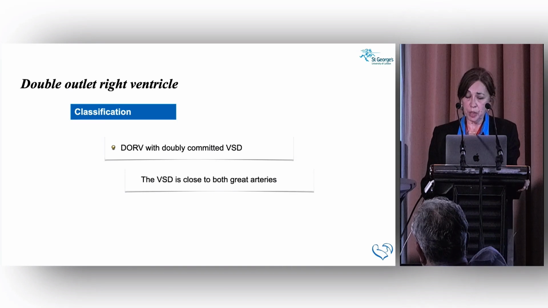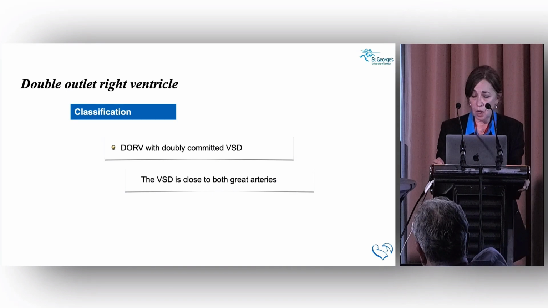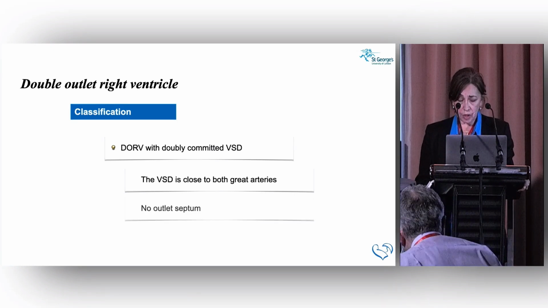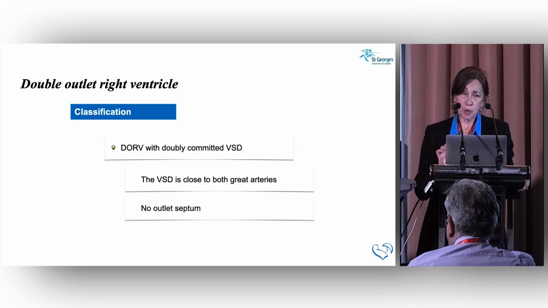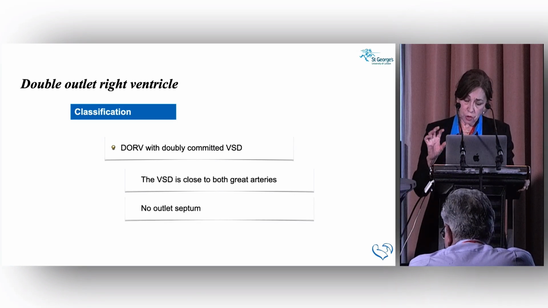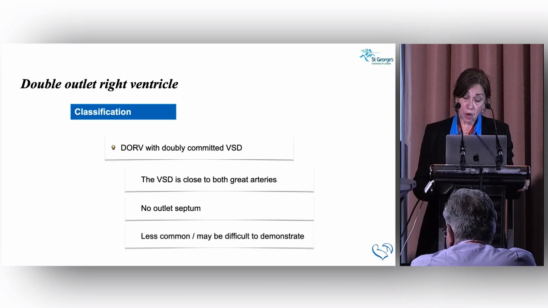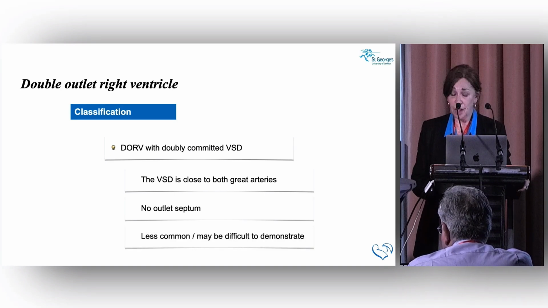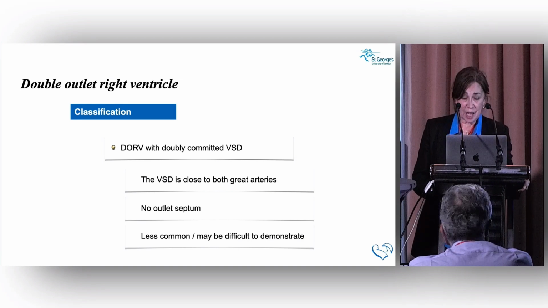Just the doubly committed one. The VSD is close to both great arteries, the aorta and the pulmonary artery. This is not very common. There's no outlet septum, so the VSD flow goes to both arteries simultaneously. That's not very common. It may be difficult to demonstrate. Unfortunately, I don't have very good pictures of that, so I'm going to skip on that.